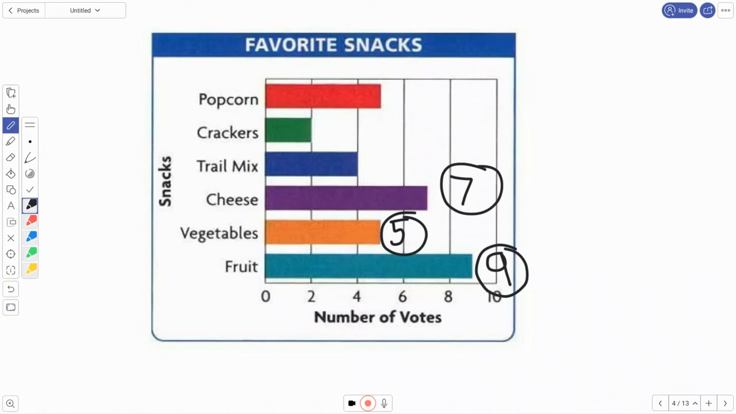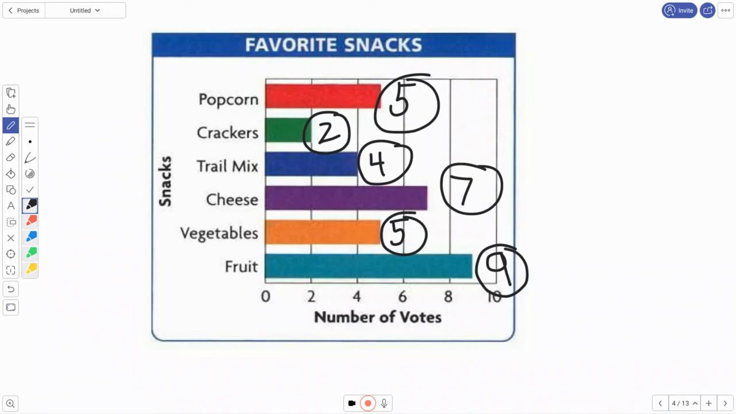Trail mix was right on that 4 line. That's a pretty easy one. Crackers were 2. 2 people voted for crackers. It was right on that cracker line. And then popcorn was halfway in between 4 and 6, giving it 5. So what are some conclusions that I could get from this data?